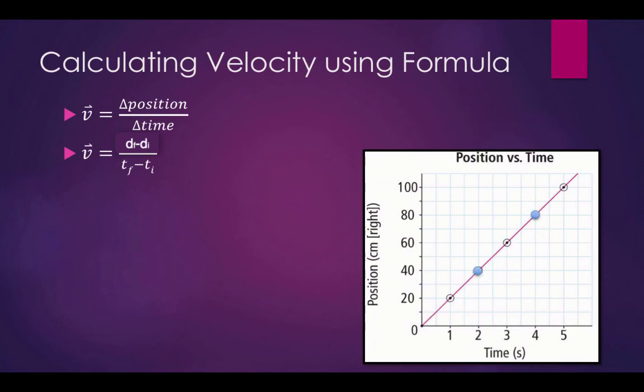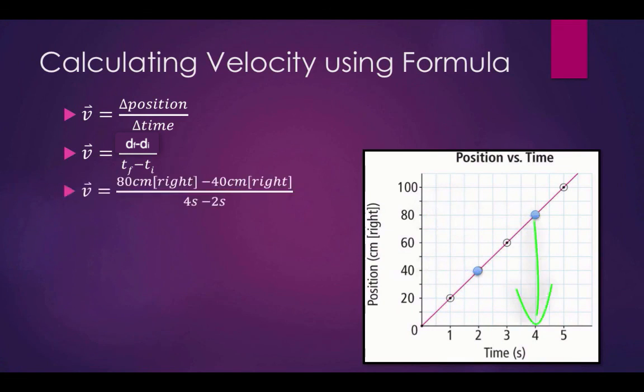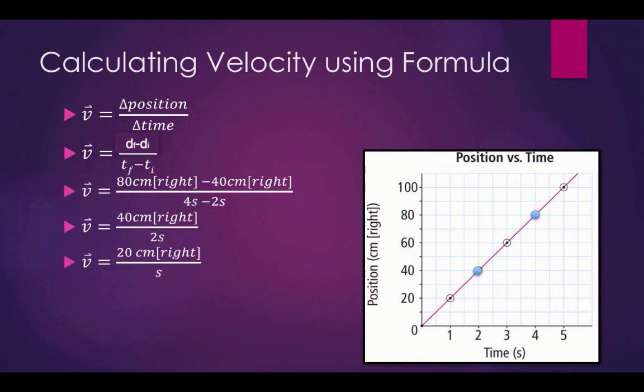If we choose these two blue data points, which live on the line, then the formula becomes 80 minus 40 centimeters to the right divided by 4 minus 2 seconds. This calculates to 40 centimeters per 2 seconds. We get 20 centimeters to the right per second, or simply velocity is plus 20 centimeters per second. This confirms that the slope of a position time graph provides us with velocity.